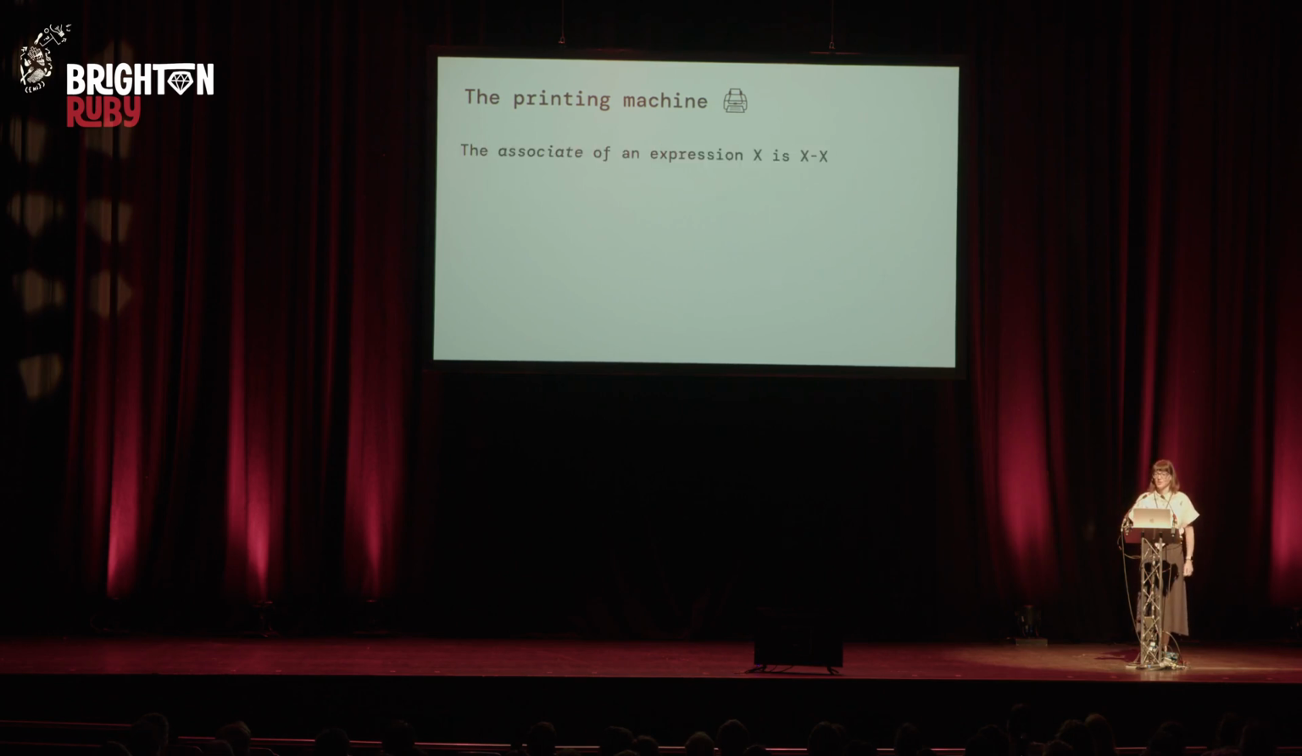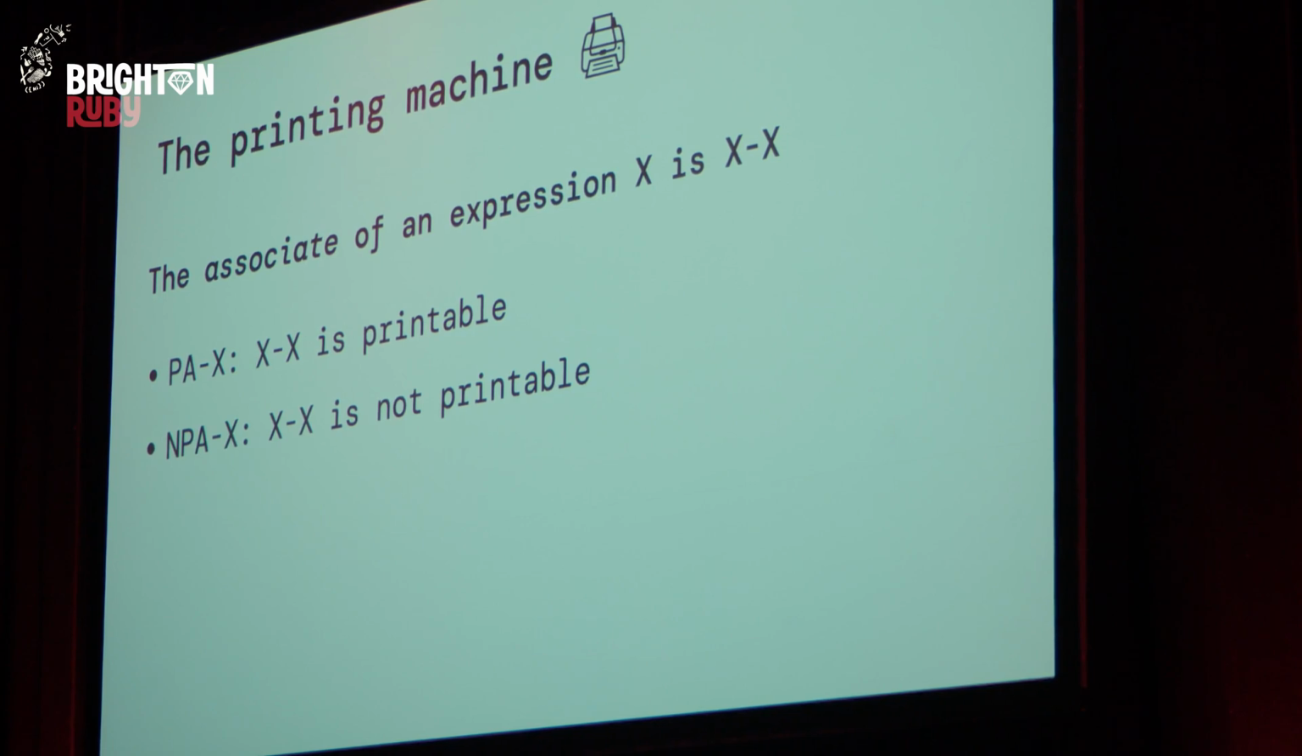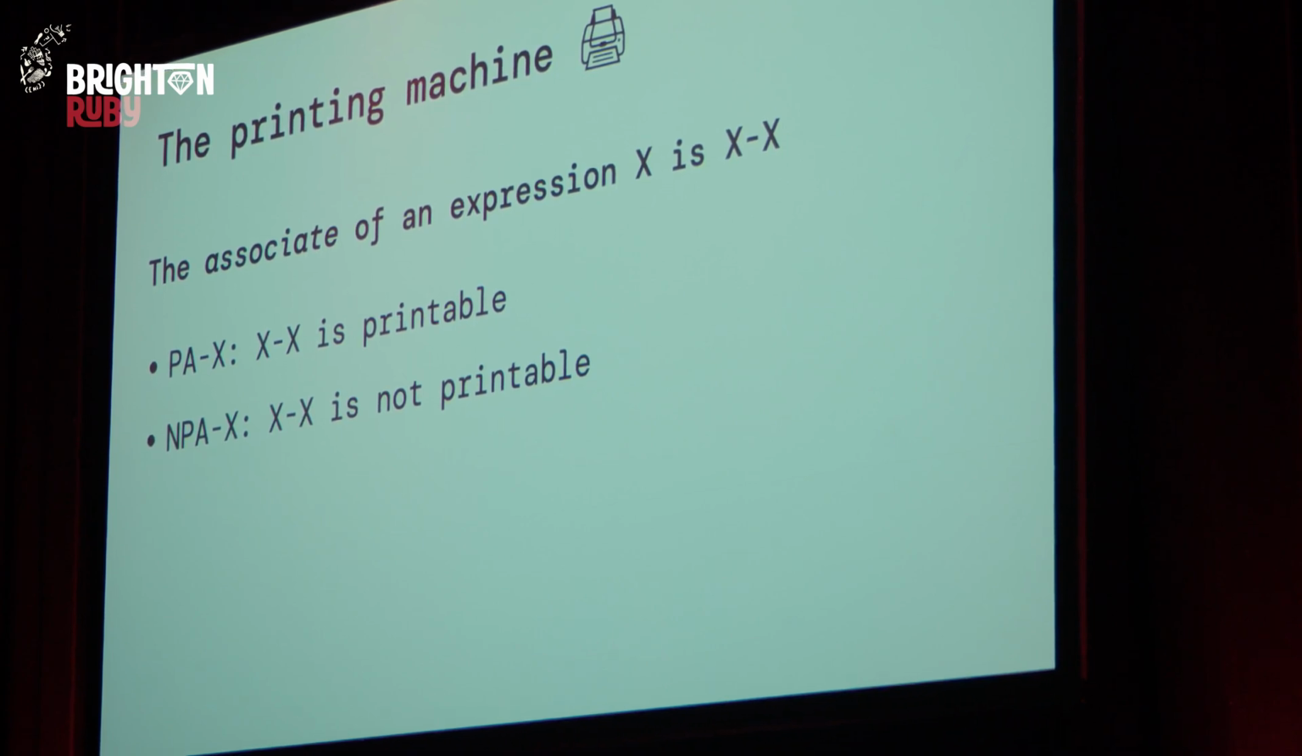Now we are going to define the associate of an expression x as x dash x. And for that, we are going to define the same expressions as before, but just for the associate. So we have PA dash x, which means the associate of x is printable, and the same thing with MPA, so the associate of x is not printable.